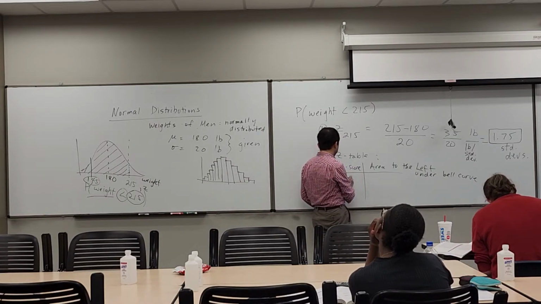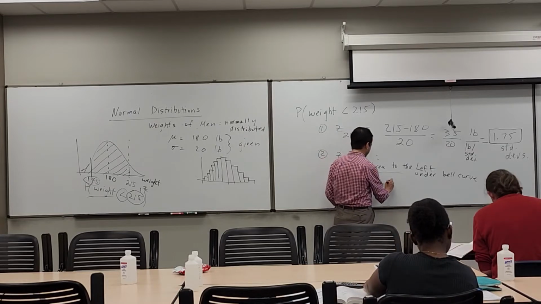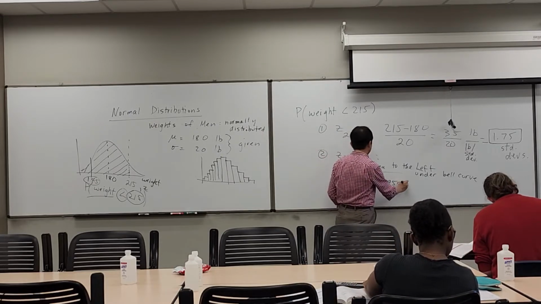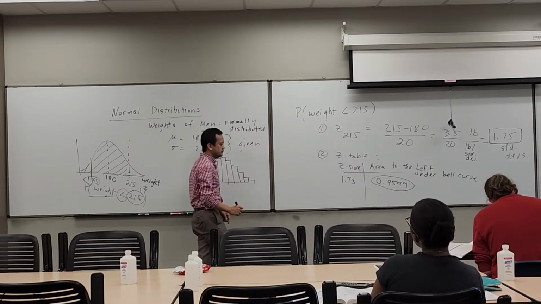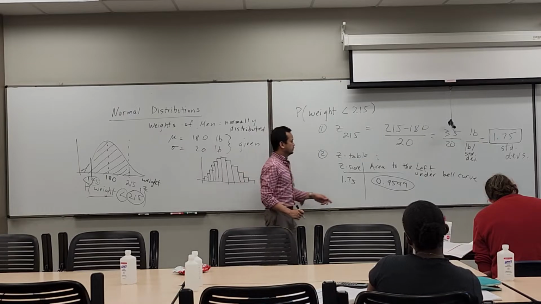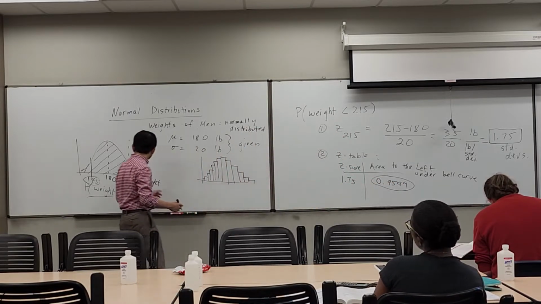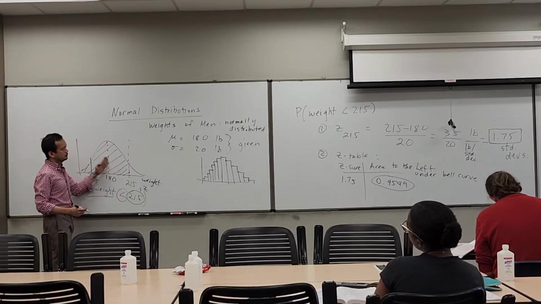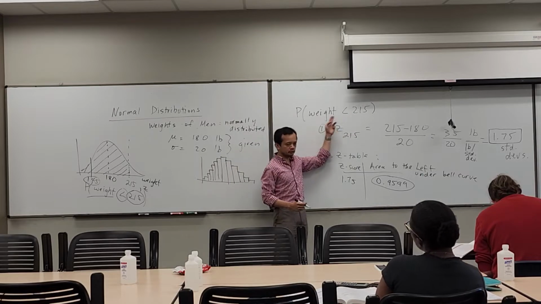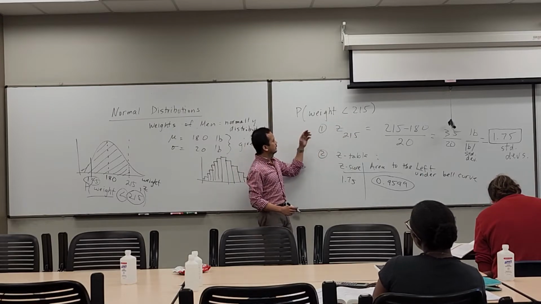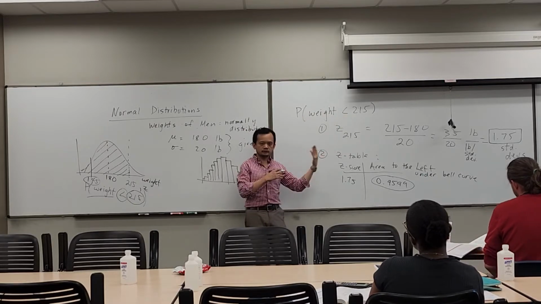So last time when we looked at 1.75, we got an area of 0.9599. So once we get this left area, that corresponds to the left area we were looking for all along, because we were looking for the probability of this variable being less than the number, and that corresponds to a left area. If it had been a probability of the variable being greater than the number, that would have corresponded to a right area.